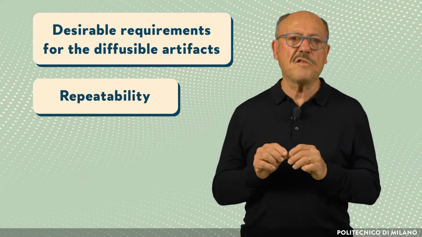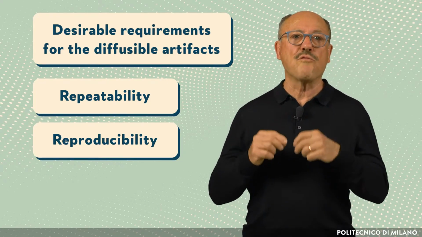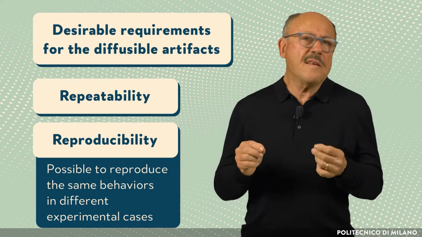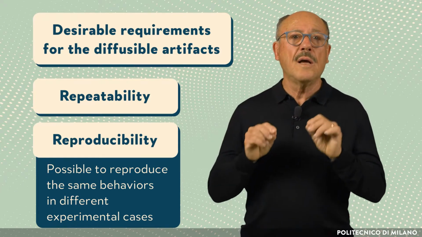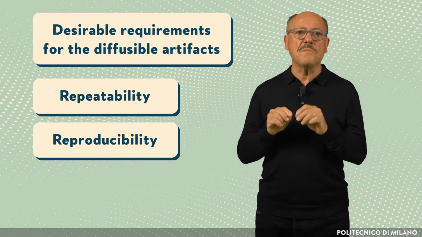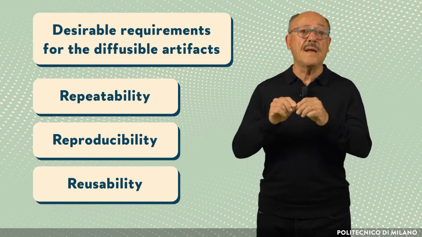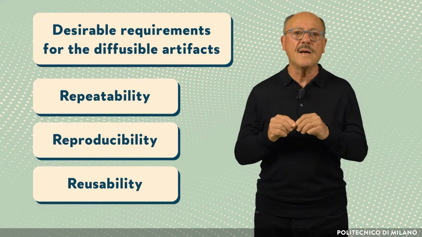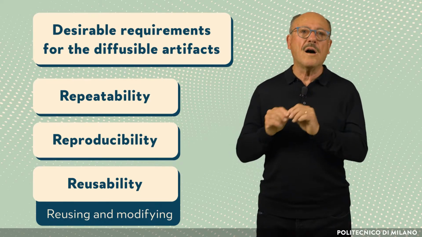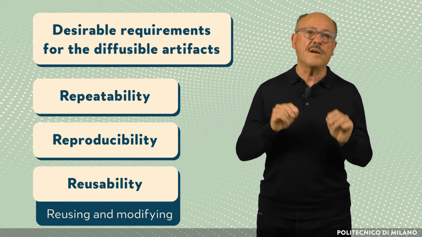A more ambitious requirement is reproducibility. This means that it is possible to reproduce the same behaviors in different experimental cases, unless they are explicitly ruled out as not covered by the submitted artifact. The third and most ambitious could be called reusability. Assuming that repeatability and reproducibility are satisfied, other researchers might be interested in reusing and modifying the artifact for extensions and changes that could be the objective of their further research.